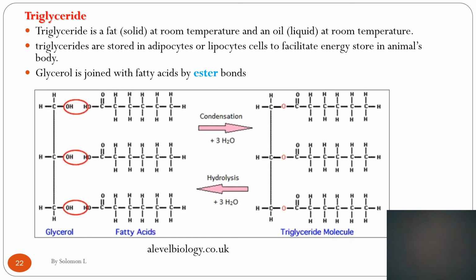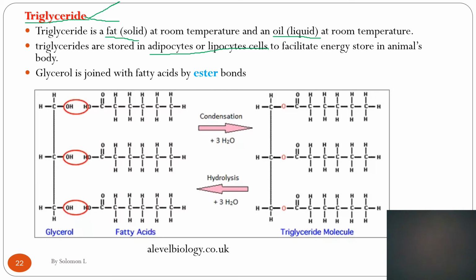Okay, triglycerides are types of lipids. They can be found in the solid form, as fat, or as oil, which is liquid at room temperature. Meaning triglycerides can be found in the fat form, or they can be found in the oil form. As you know, fat is solid at room temperature and oil is liquid at room temperature. These triglycerides are stored in adipose or lipocyte cells. This is to facilitate energy storage in animals' bodies. I'll try to show in the next slide what adipocytes or lipocyte cells are.